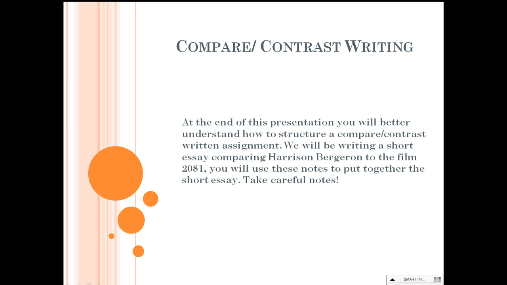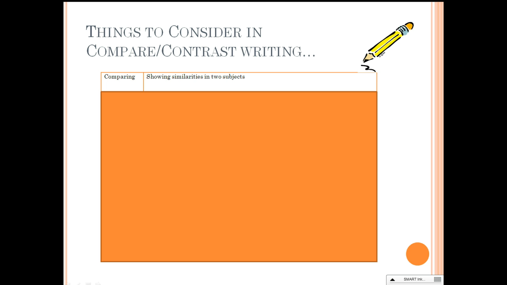So at the end of this presentation, you'll better understand how to structure a compare-contrast written assignment, and know that we'll be writing a short essay comparing Harrison Bergeron to the film 2081. And you will be able to use these notes to put together the short essay. So take careful notes. The better they are, the better they'll help you on the actual short essay.